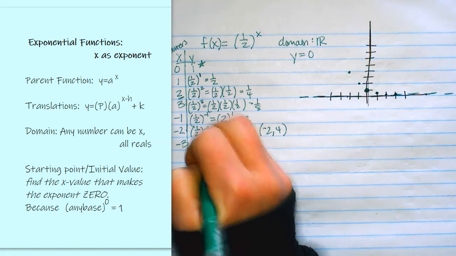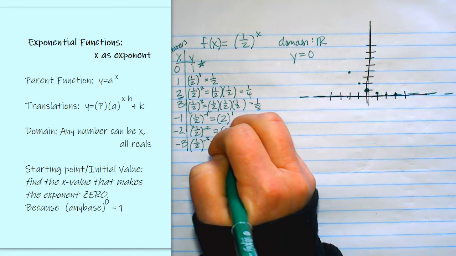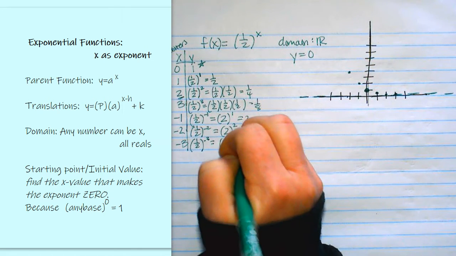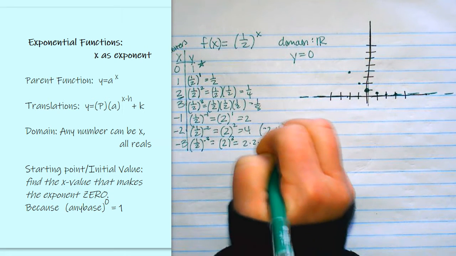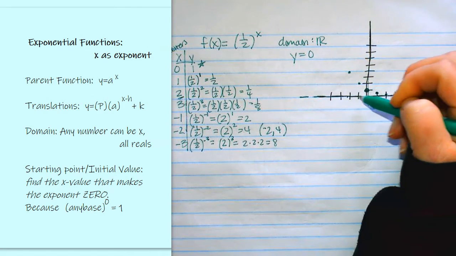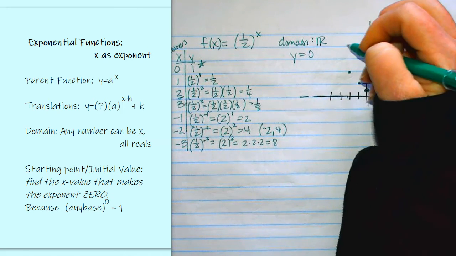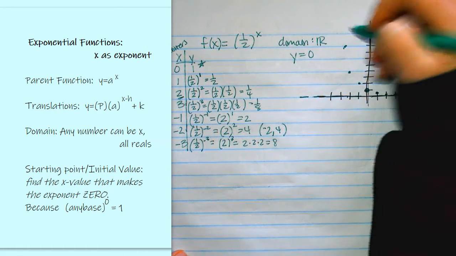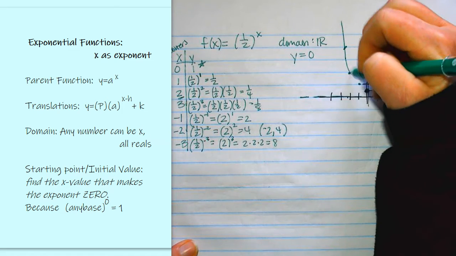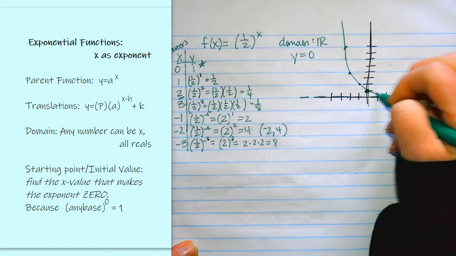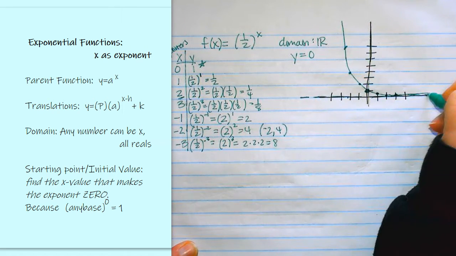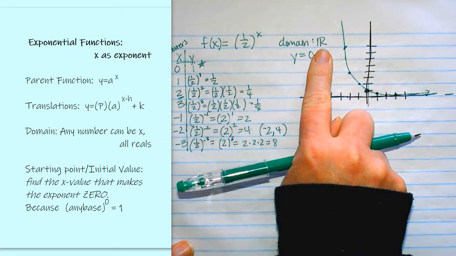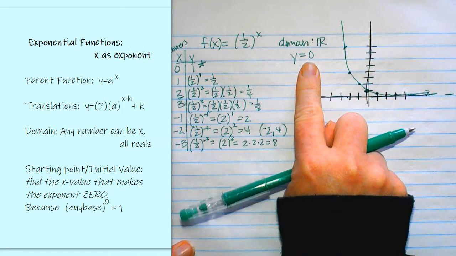-3 means 1/2 to the -3rd, and so that's going to be 2 cubed, which is 2 times 2 times 2, which is 8. So hopefully you have an idea that this graph is the opposite of the other graph as far as what it looks like. Its domain is all real numbers. It does have the asymptote at y equals 0.